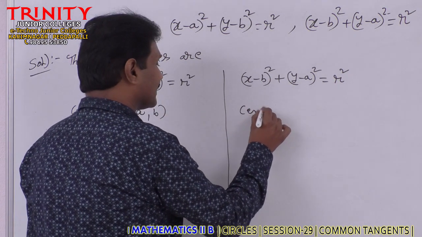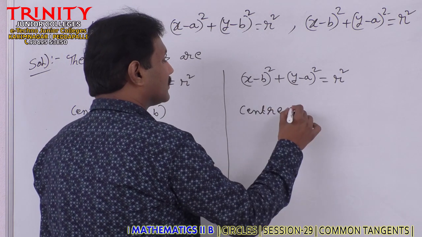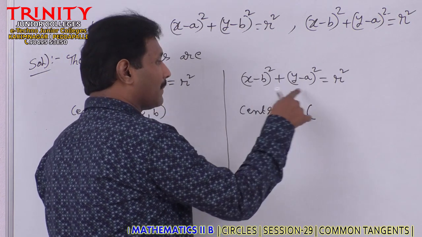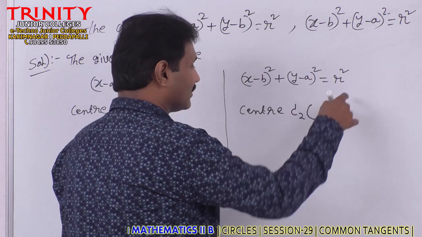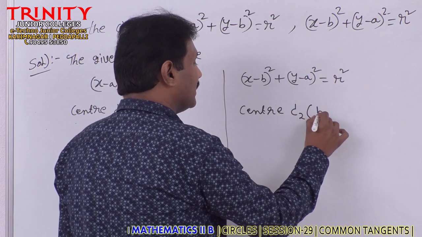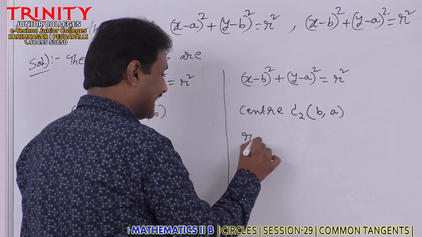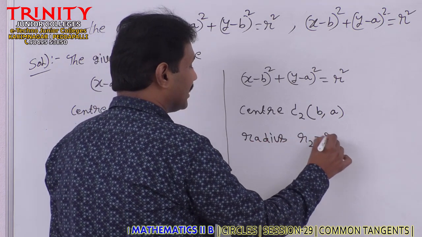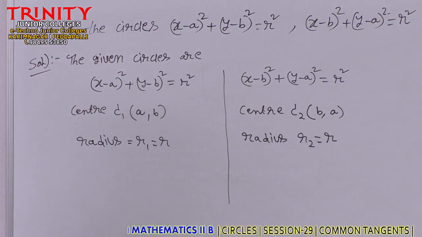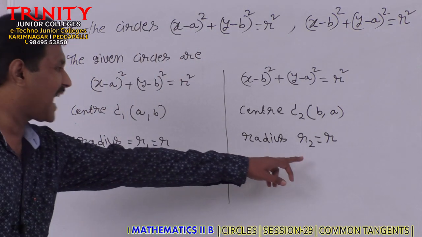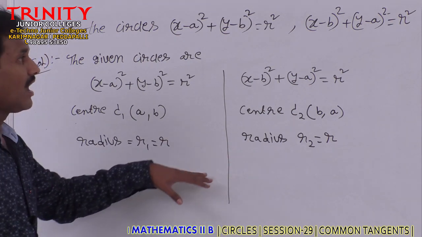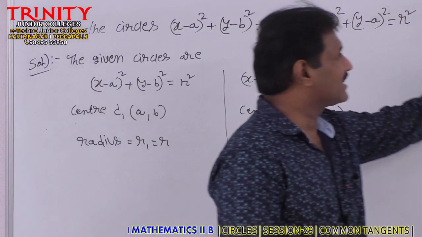Center of the circle C2: this is of the form (x minus h) whole square plus (y minus k) whole square equal to r square. That means the center is (b, a), radius r2 equal to r. In this case, these two circles have the same radius, and the circles touch each other.